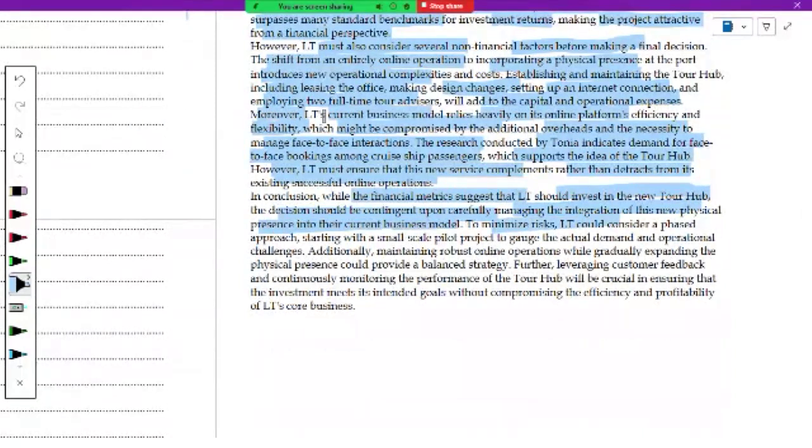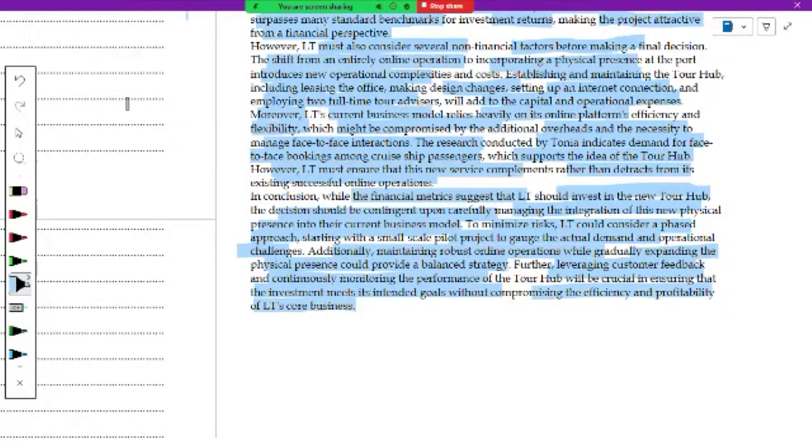To minimize risk, LT could consider a phased approach starting with a small scale pilot project to gauge the actual demand and operational challenges. Additionally, maintaining robust online operations while gradually expanding the physical presence could provide a balanced strategy. Further, leveraging customer feedback and continuously monitoring the performance of the tour hub will be crucial in ensuring that the investment meets its intended goals without compromising the efficiency and profitability of LT's core business.